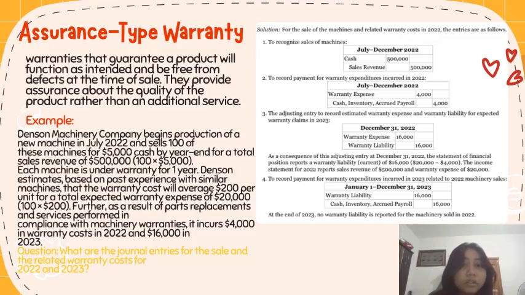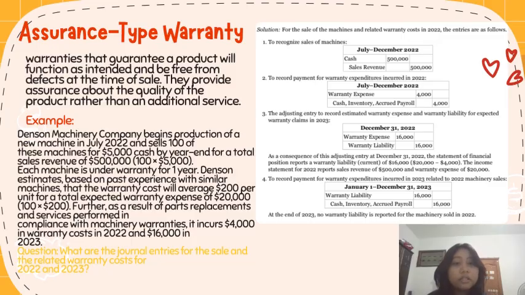Second, to record payment for warranty expenditures incurred in 2022: warranty expense on the debit side, and cash, inventory, accrued payroll on the credit side. The amount is $4,000. The third one is the adjusting entry to record estimated warranty expense and warranty liability for expected warranty claims in 2023: warranty expense of $16,000 on the debit side, and warranty liability on the credit side for the same amount.